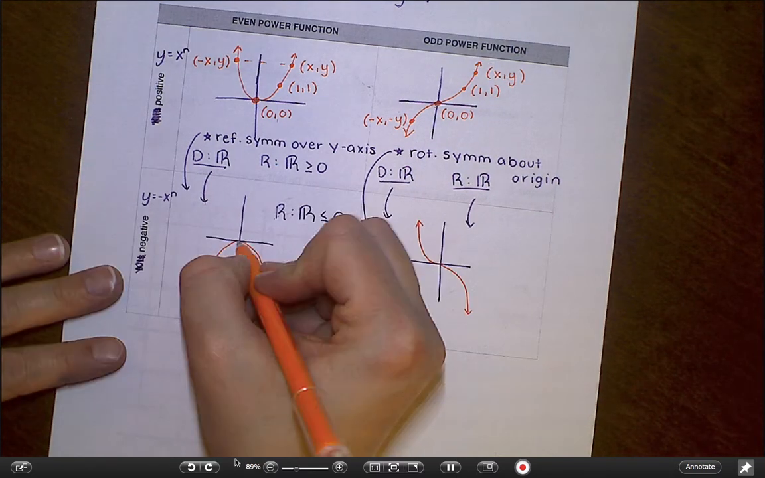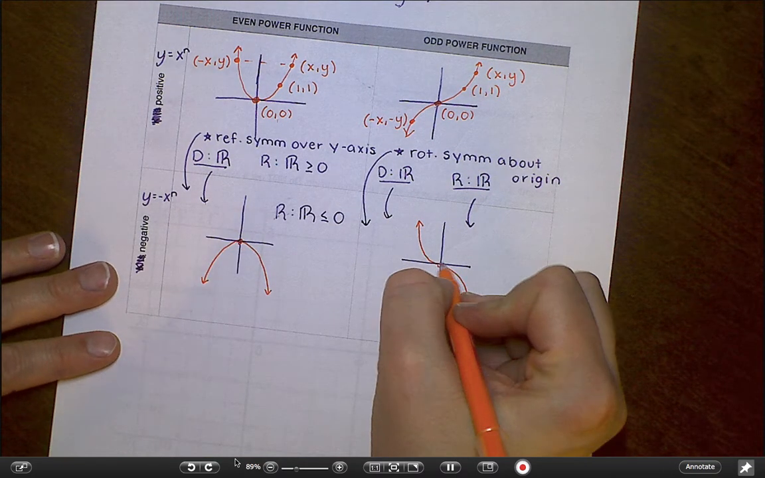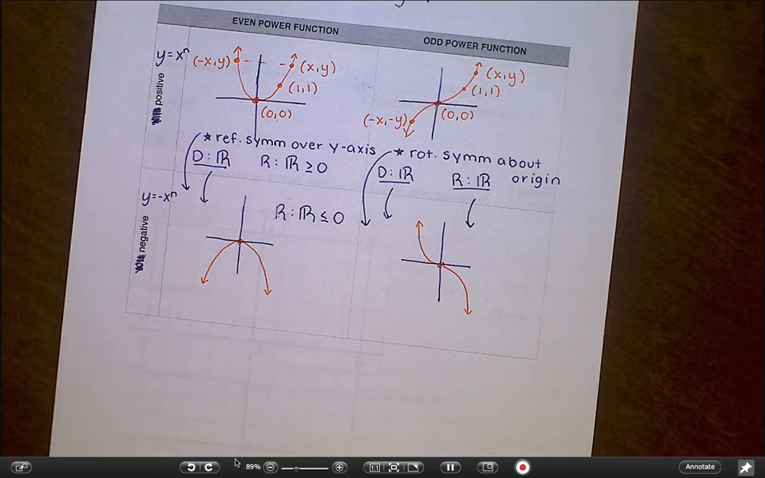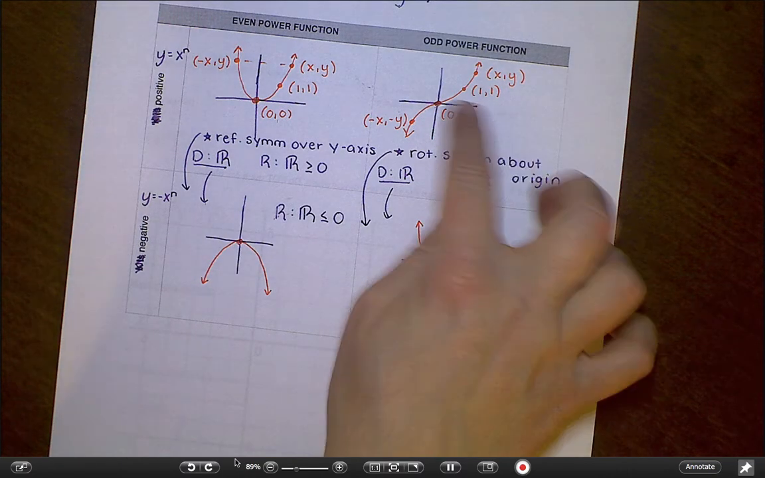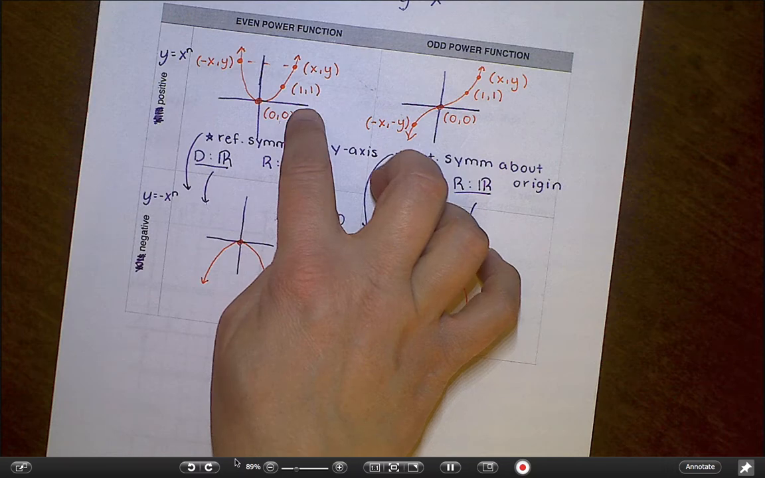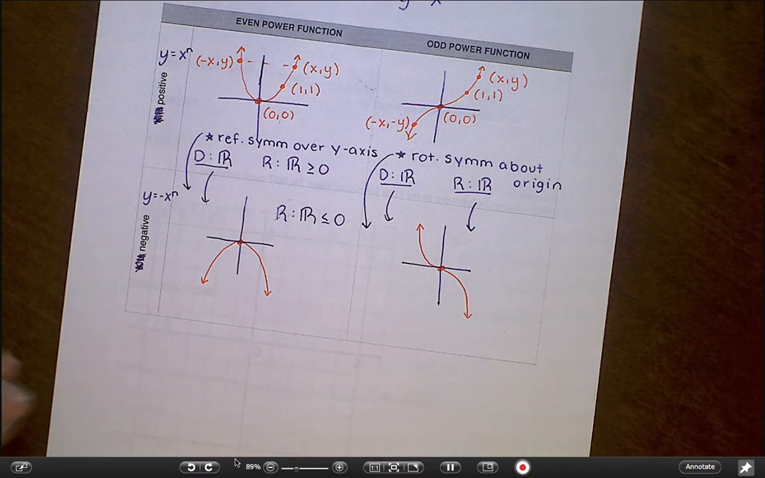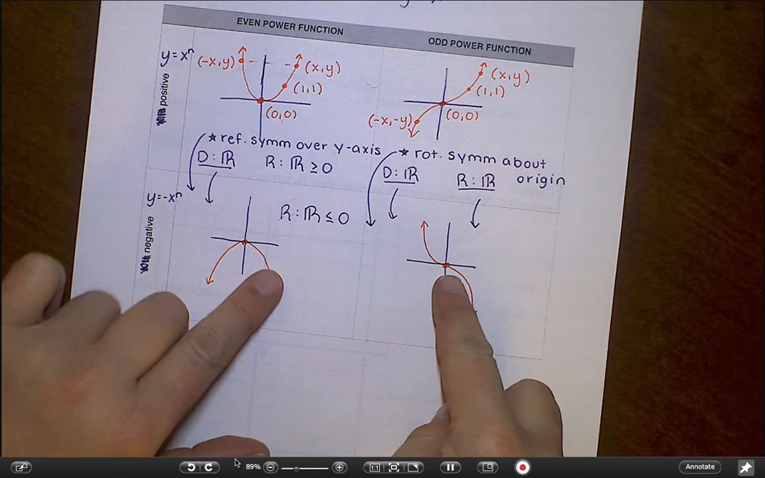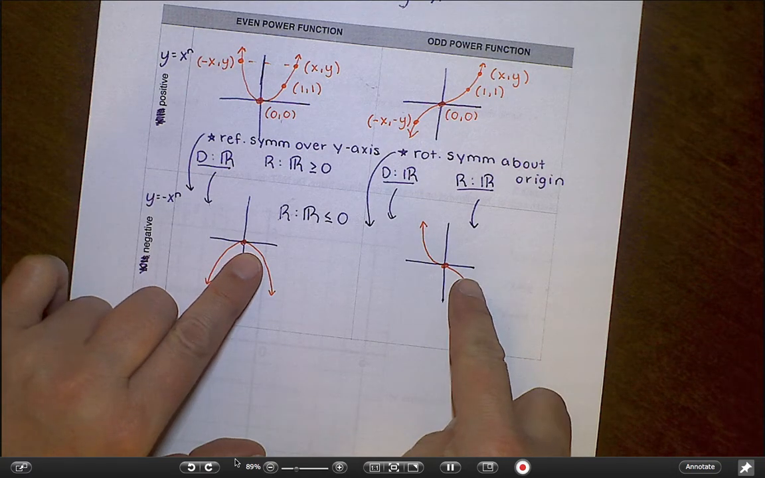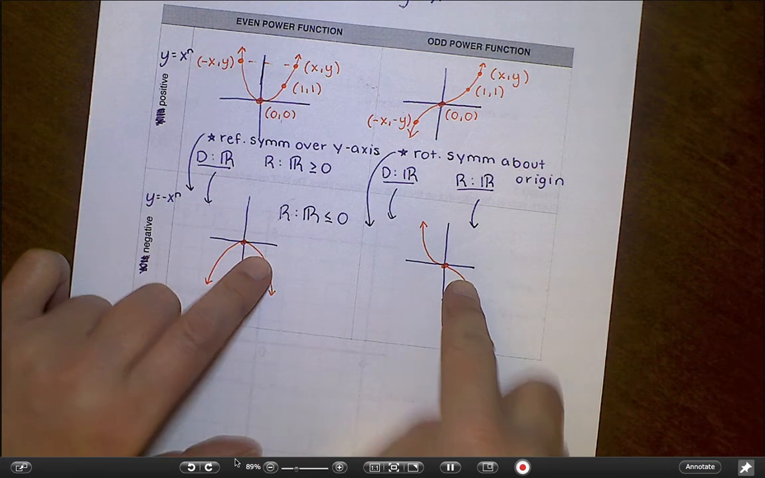Do want to point out that these graphs do still contain the point 0, 0. All of these graphs contain 0, 0. They won't contain 1, 1 anymore just because of that negative. They would actually contain the point -1, -1. Or sorry, 1, -1 is what I meant to say. That would be down here in this lower right quadrant.